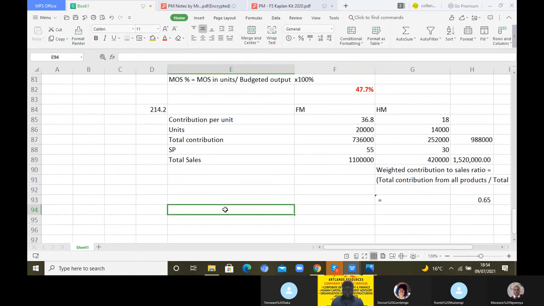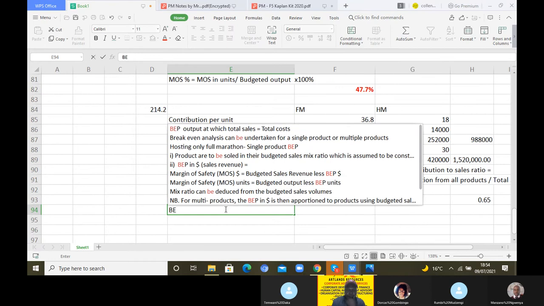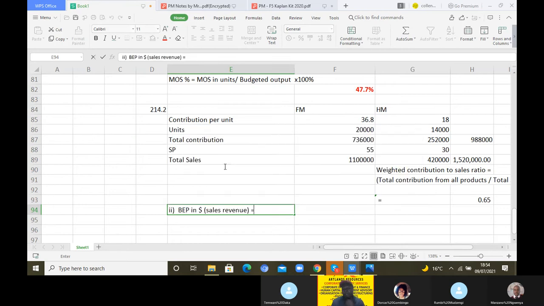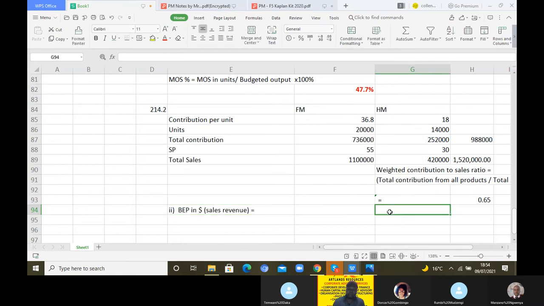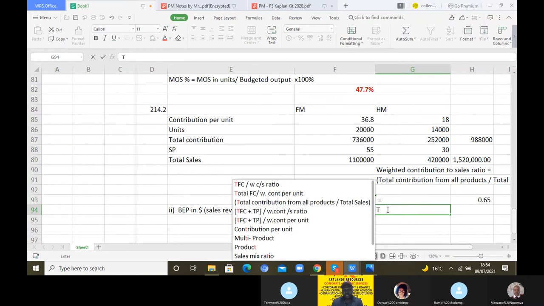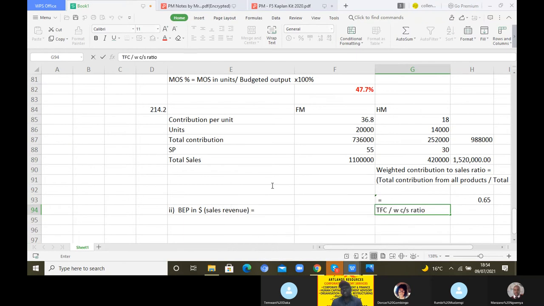And then we said break-even point in sales revenue for multi-products. Remember we said, you say total fixed costs over weighted contribution to sales ratio. Total fixed costs divided by weighted contribution to sales ratio. So your total fixed costs are 385. That's your total fixed cost. You divide by this weighted contribution to sales ratio, and you get your answer is 592.